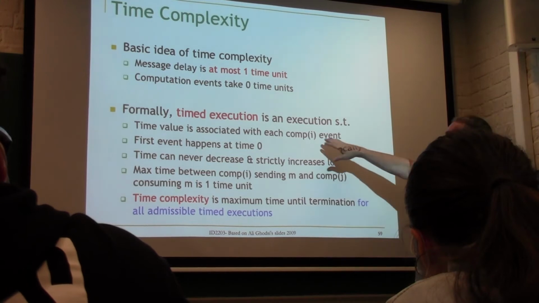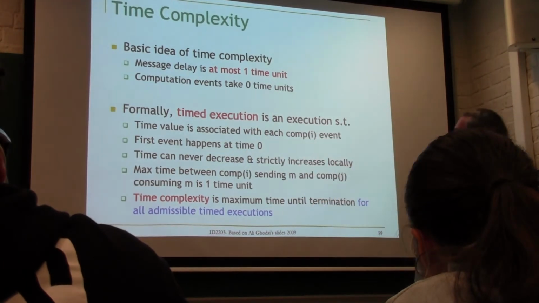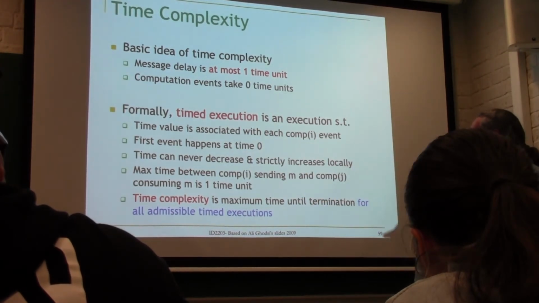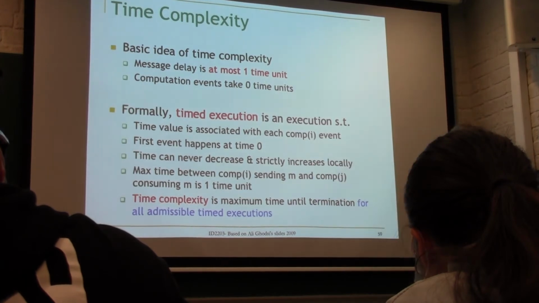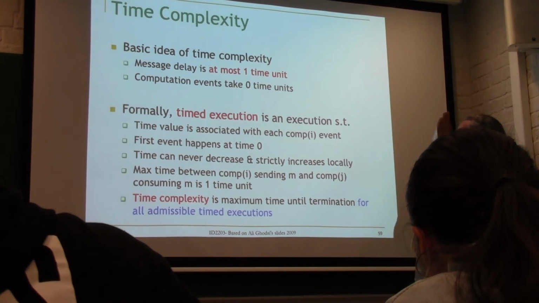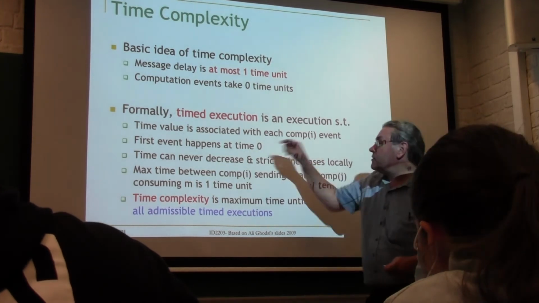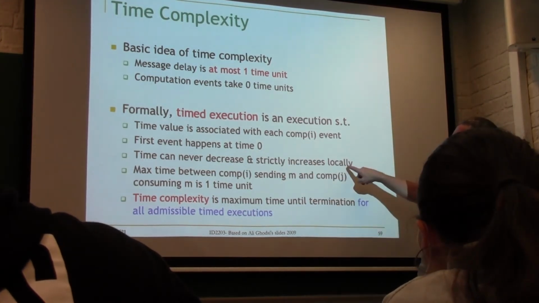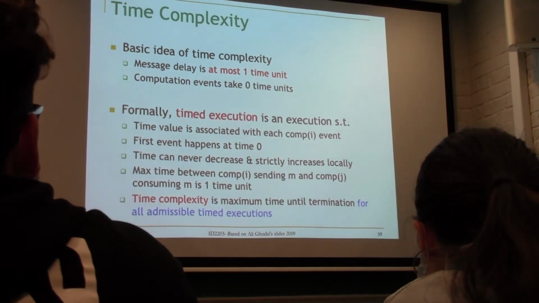Then we can look at how long the whole thing takes. Each comp event has a number. It's kind of the same as a Lamport plot, but this is a time number. So the first event happens at time 0. The time will not decrease. It can only increase.